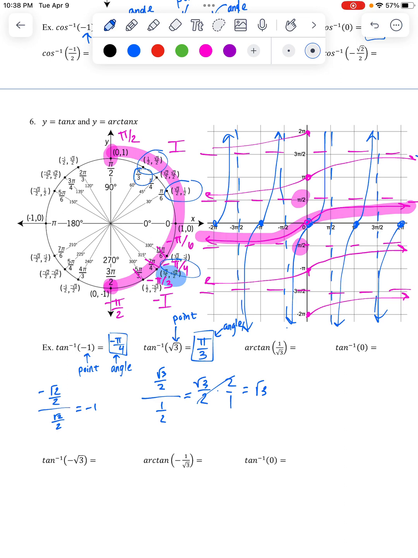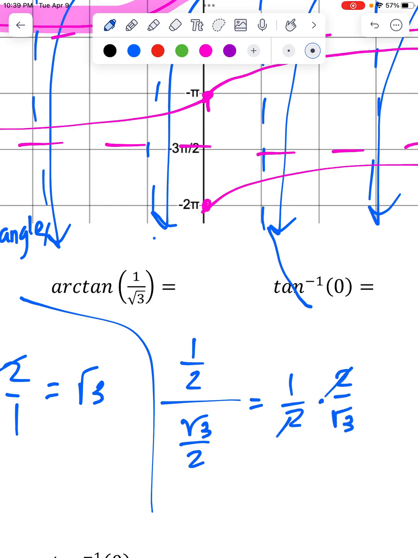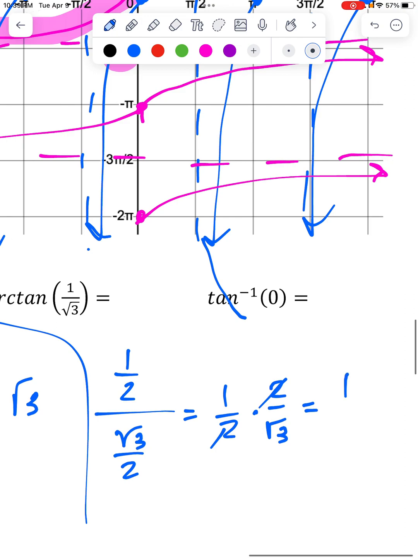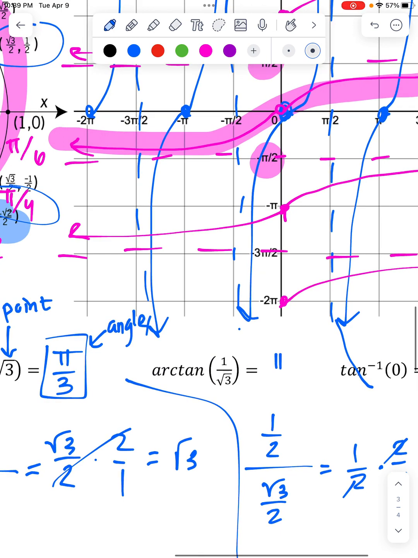All right, let's try this one. Arctan of 1 over root 3. Well, that's probably going to be in the opposite spot, probably at pi over 6, but let's double check. So y divided by x there would be 1/2 divided by square root 3 over 2. So 1/2 times the reciprocal, 2 over root 3, cancel, cancel. We get 1 over root 3, which is what we want. And that was at pi over 6.